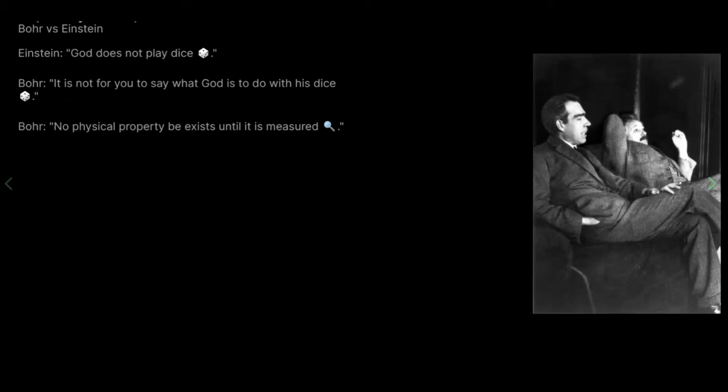And when Niels Bohr affirmed his Copenhagen interpretation, that essentially what we're observing doesn't come into reality until we quote-unquote measure it, Einstein replied, "Does the moon cease to exist when I'm not looking at it?" As you can tell from these quotes, you can tell the general mood between the two camps.